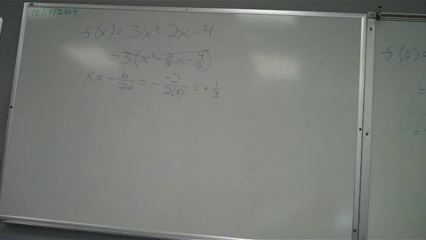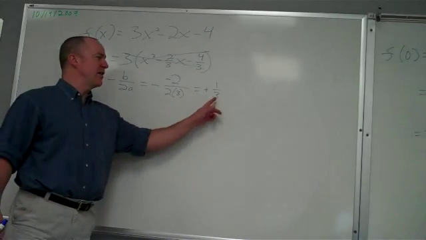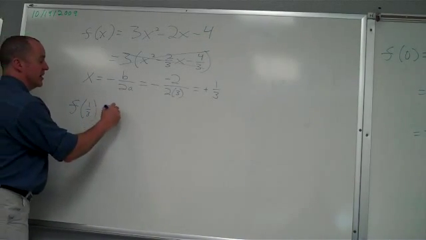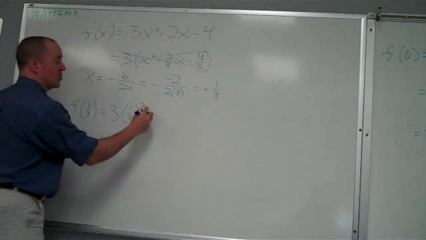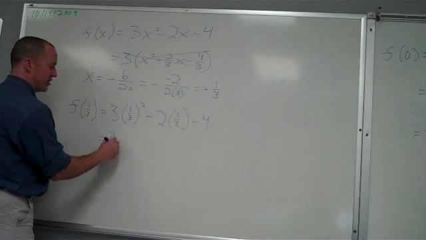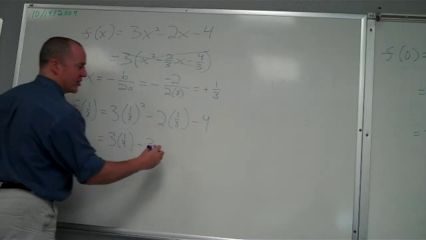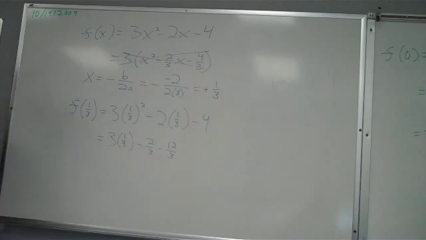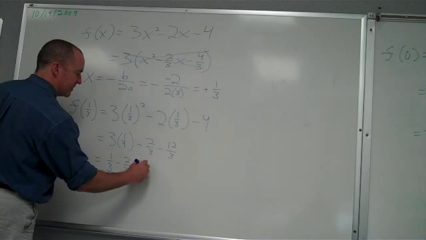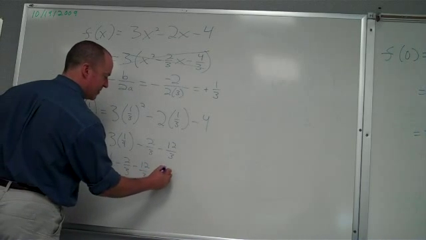We would have gotten that with completing the square as well, or putting it in the vertex form. Now, this is still going to be kind of annoying, because I'd have to put 1/3 into here to find the y-coordinate, and I have to find f of 1/3. So that's going to be 3 times 1/3 squared minus 2 times 1/3 minus 4. So that's 3 times 1/9 minus 2/3. Let's put 4 into thirds and make that 12 thirds. Is that correct? Yeah. Okay, so then this is 1/3 minus 2/3 minus 12 thirds, which is negative 13 thirds.